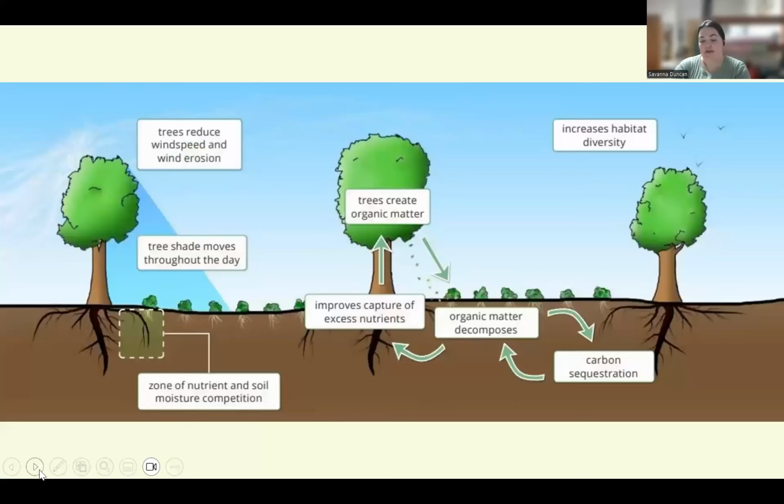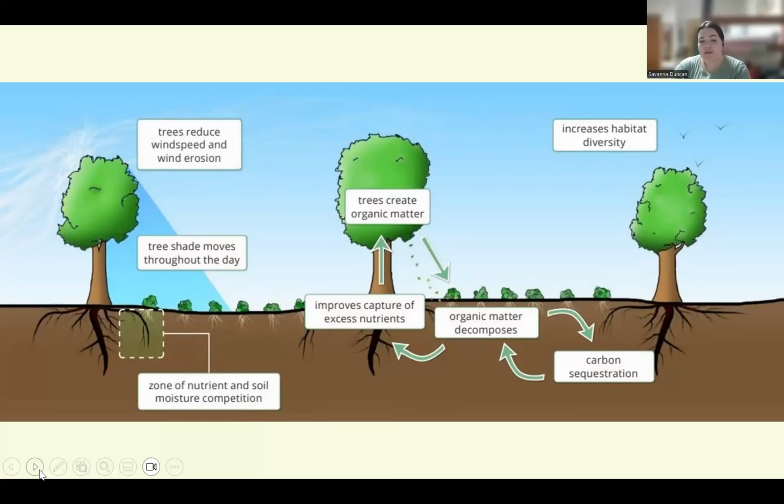So this is a really great illustration that I found that I think captures maybe not the entirety, but a lot of the factors and considerations that go into an alley cropping system. As you can see here, we have 3 rows of trees with what appears to be annual lettuce plantings between them. On the far left, you can see that the trees are reducing the wind speed and wind erosion, which is very beneficial.